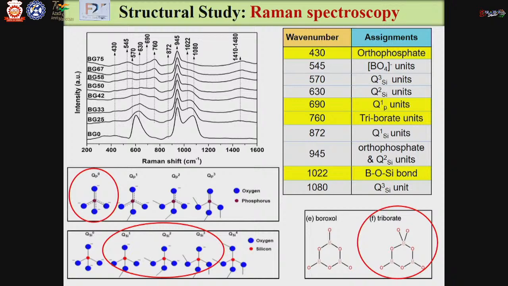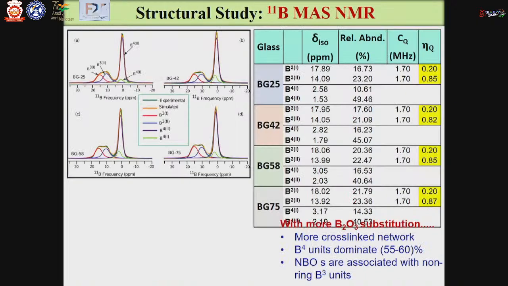And for boron units, we can see there are triborate units present, which is not so common for borate glasses. Mainly boroxyl units are present, but here in a boroxyl ring, one BO3 unit is replaced by one BO4 group, and it forms the triborate unit. And we also can see for Bg50 and above, when B2O3 is more than 50%, the presence of QP1 units, which are pyrophosphate units, where one bridging oxygen atom is involved. And we can also see the formation of B-O-Si bonds.